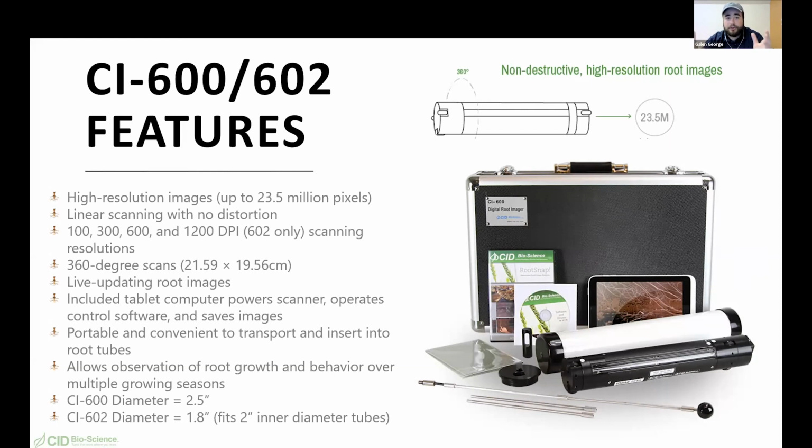And as I mentioned, there are two instruments, a 600 and a 602. The only real difference, besides the fact that the 602 can go up to 1200 dpi, is that the diameters are different. So the CI600 has a 2.5-inch diameter, and the CI602 has a 1.8-inch diameter, which means it fits the 2-inch inner diameter tubes. So if you do have tubes already installed from a different manufacturer than ourselves, then it will fit inside those 2-inch diameter tubes.